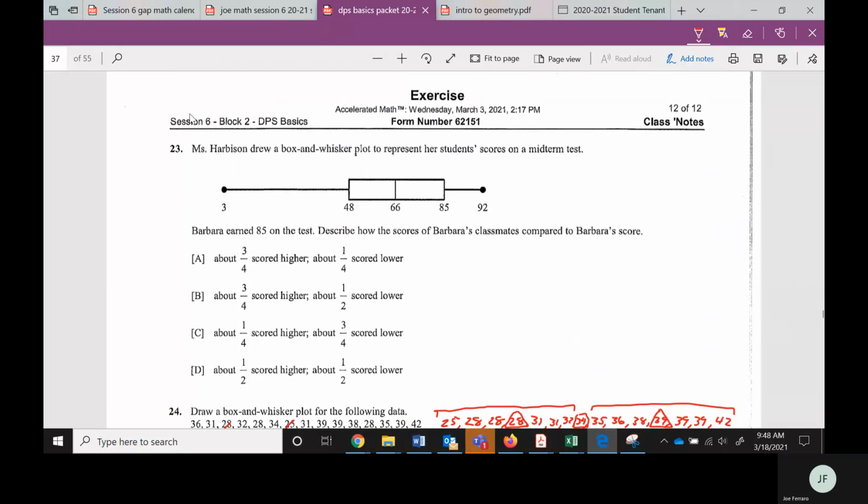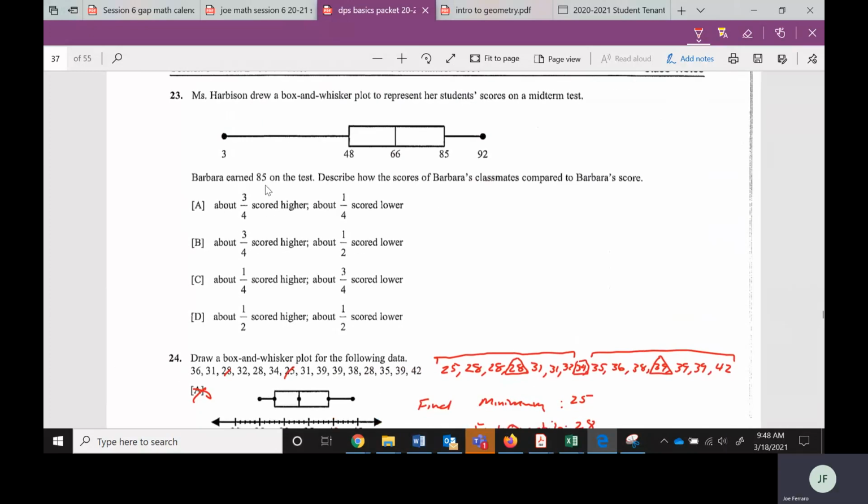It says they drew a box and whisker plot to represent student scores on a midterm test. It says Barbara earned 85 on the test. Describe how the scores of Barbara's classmates compared to Barbara's scores. So Barbara scored an 85. Now remember, each one of these parts is a fourth, or if you want to call it percents, it would be 25%, 25%, 25%.